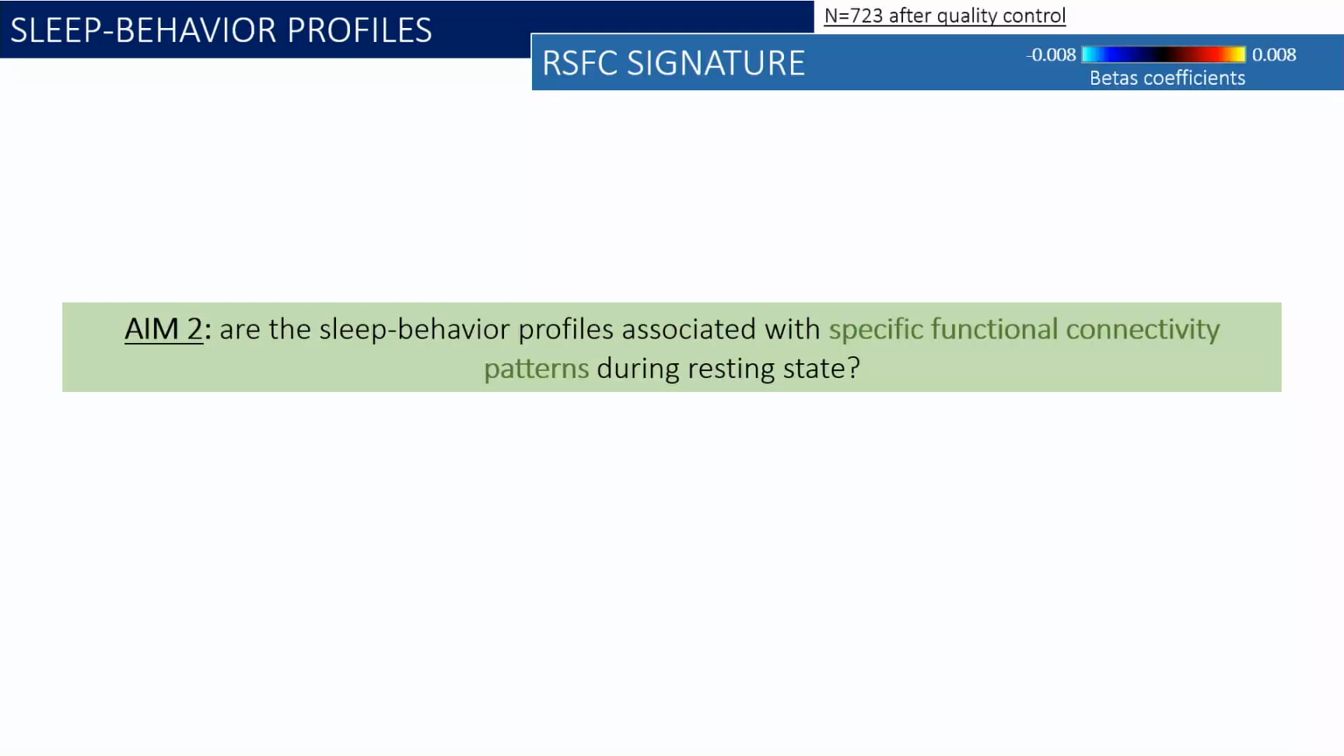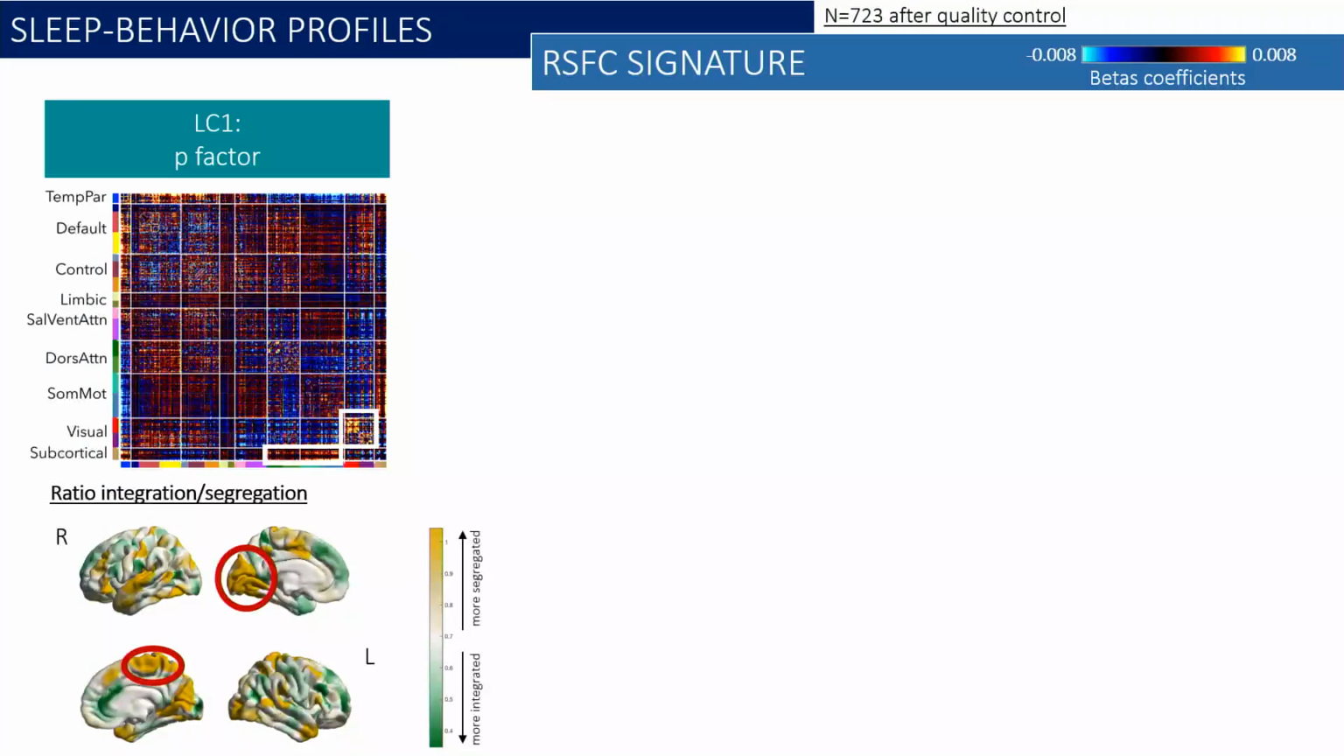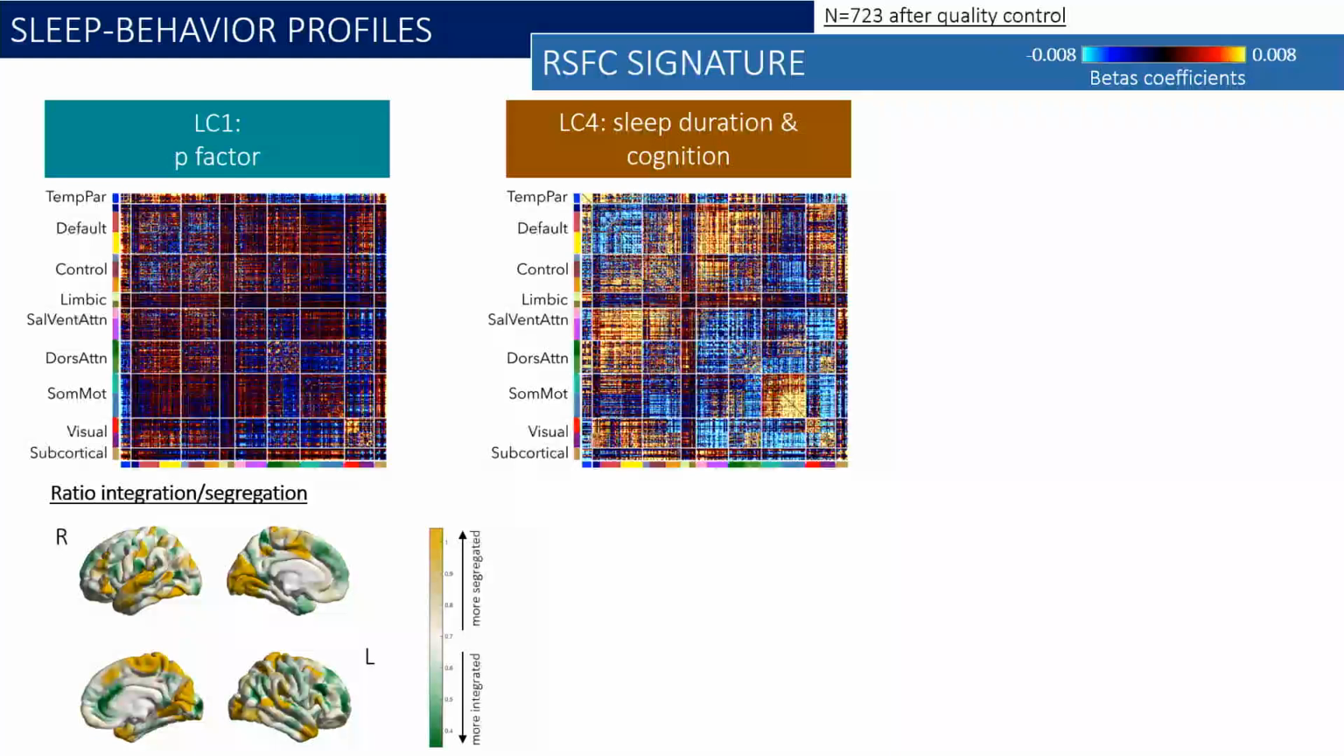Now, how about some functional connectivity signatures for each profile? The first one doesn't have a clear signature, but we do see an increased functional connectivity between the subcortical region and the somatomotor network, as well as with the dorsal attentional network. And we also performed some integration segregation ratio analysis, which shows a higher segregation of the visual network and the somatomotor network.